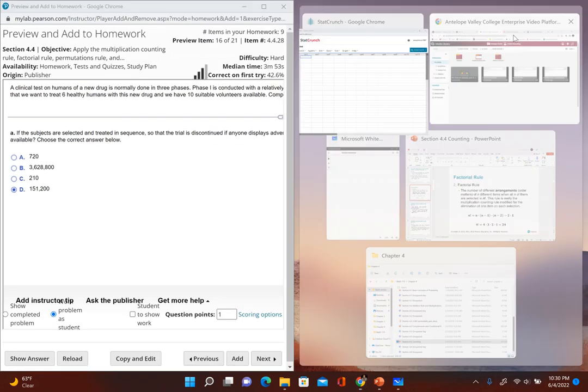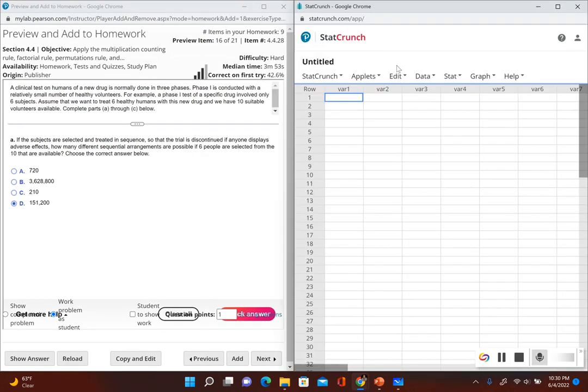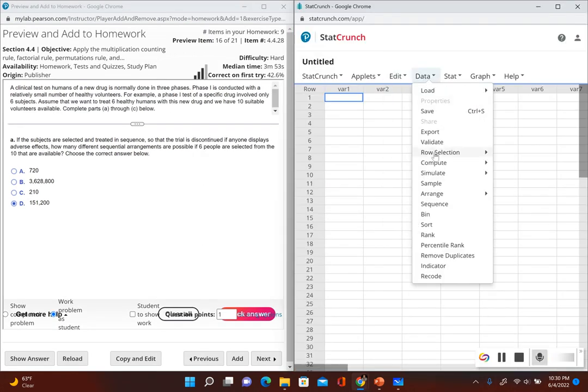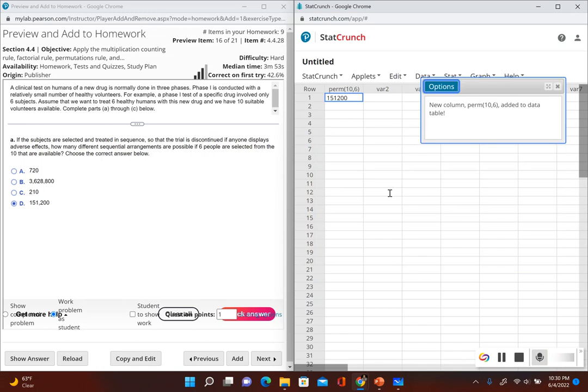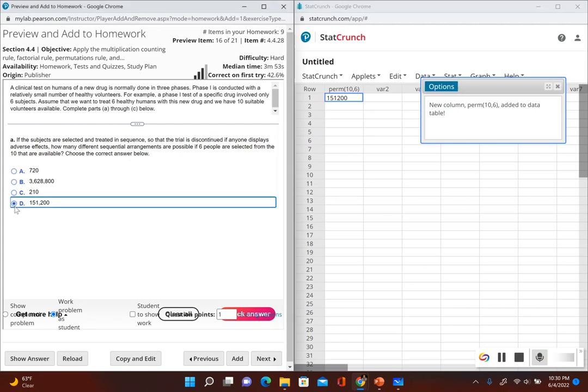So let's go ahead and use StatCrunch here. I'm going to go to data, compute, and then expression. And now over here I'm going to put PERM for permutation. I have 10 subjects available and I'm choosing 6 of them. This gives us a total amount of arrangements that we could have. So we have 151,200. So our answer choice there is D.